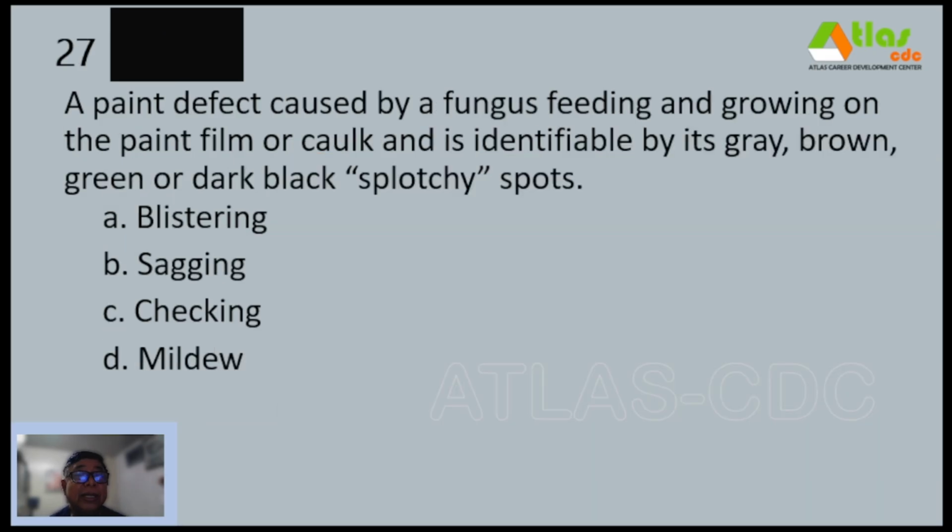27. A paint defect caused by a fungus feeding and growing on the paint film or caulk and is identifiable by its gray, brown, green, or dark black splotchy spots. A, blistering. B, sagging. C, checking. And D, mildew.